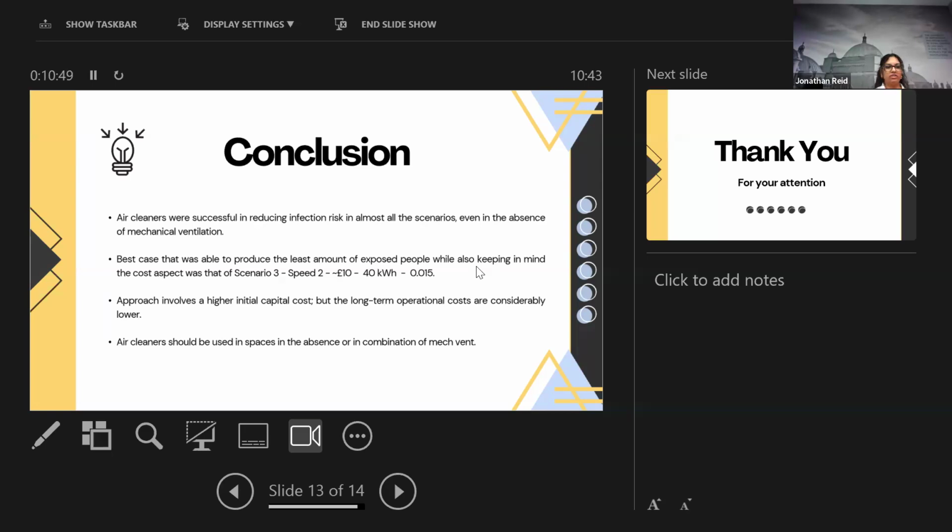And in conclusion, air cleaners should be placed in spaces where mechanical ventilation is not present, or even if it is present, a combination of mechanical ventilation and air cleaners is what is recommended. Thank you.